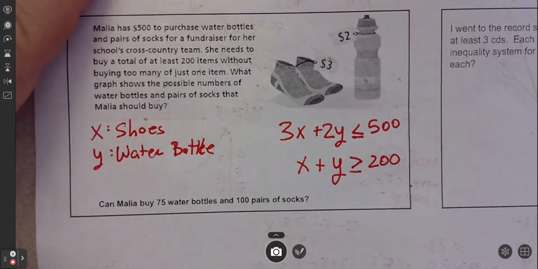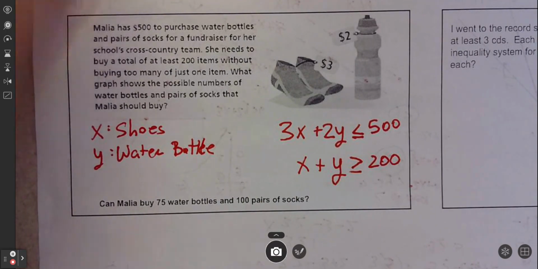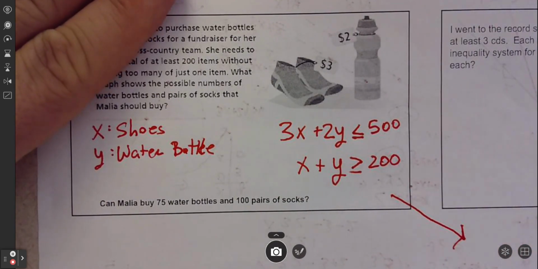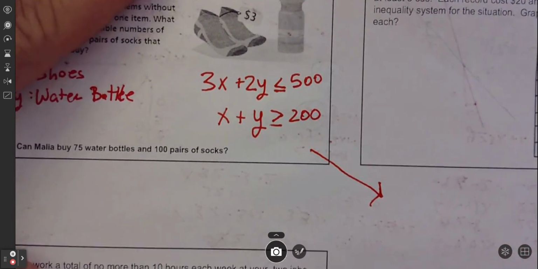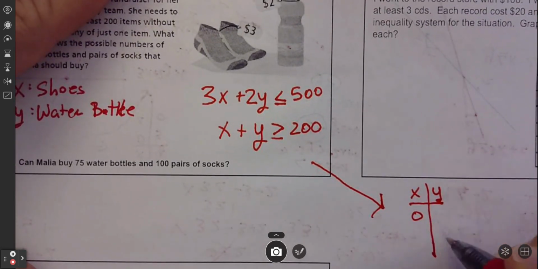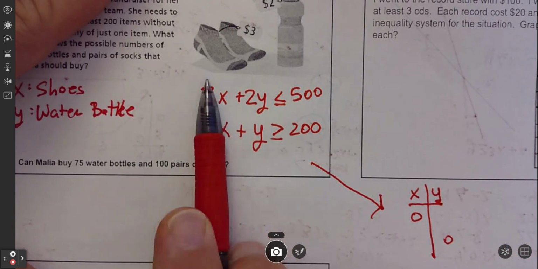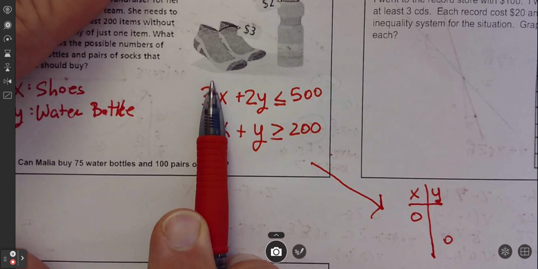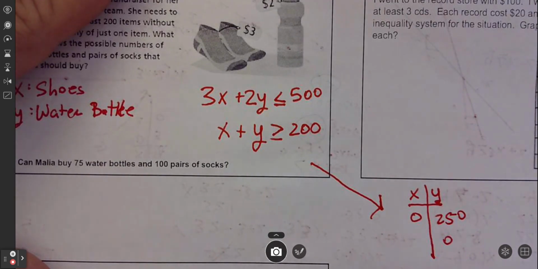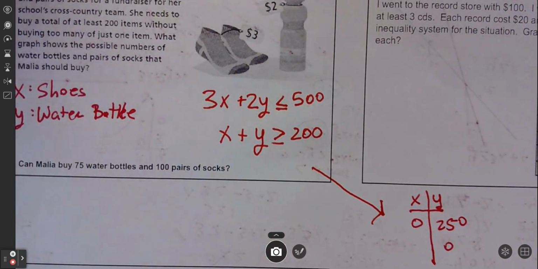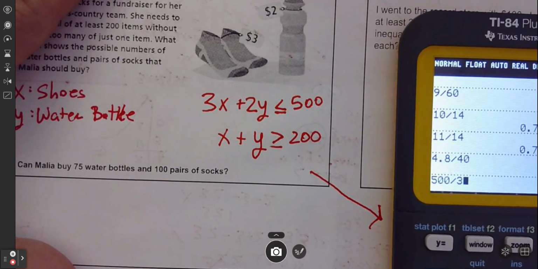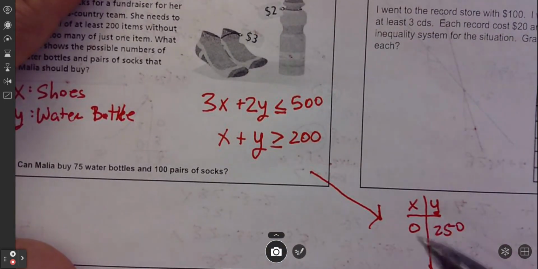Okay. So it wants us to draw a graph. It's kind of nice that they did not give us a graph to work from because these are kind of weird numbers. Let's do intercepts. So for my first graph, if I plug in 0 for x, I need how many? 250. And if I plug in 0 for y, it's going to give us some ugly number, but that's okay. 500 divided by 3 is 166.6 repeating.